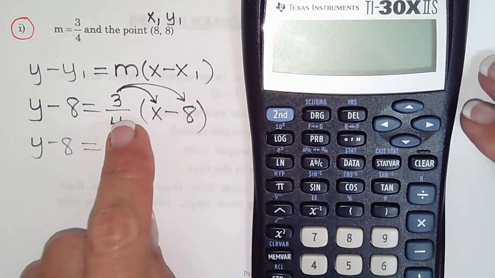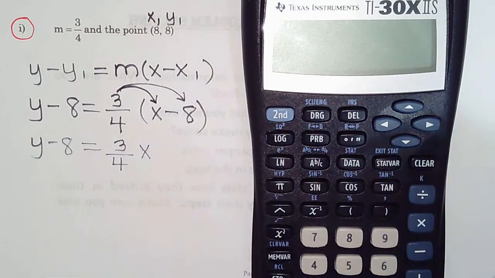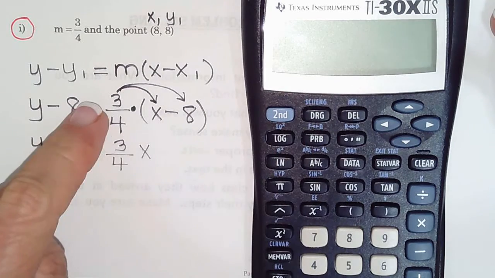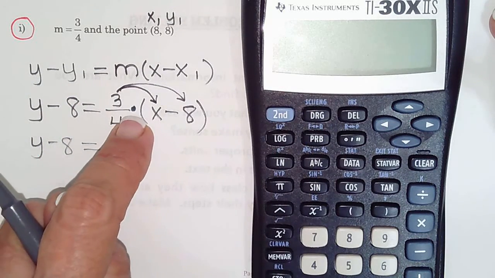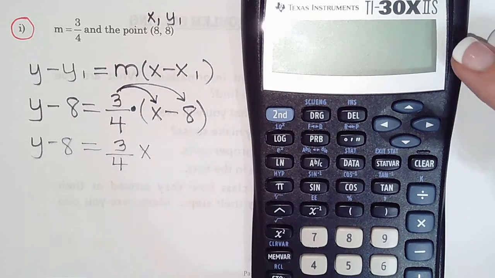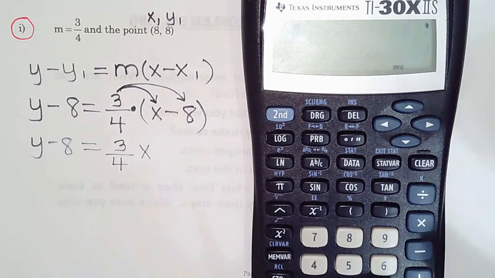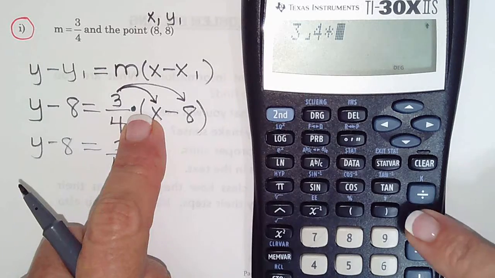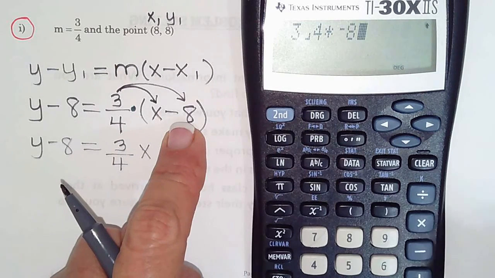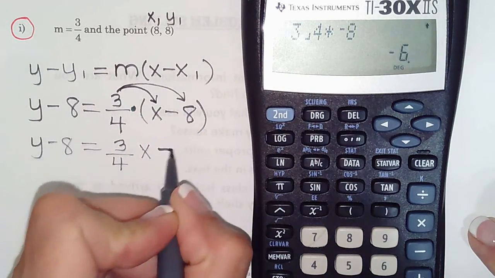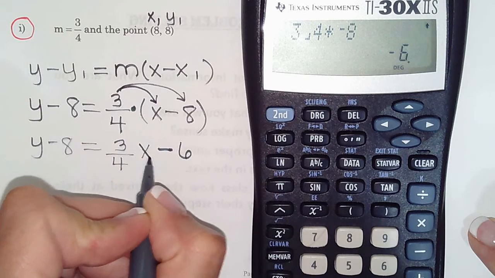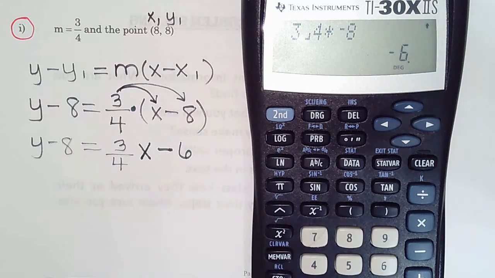Okay, and then to do this one, remember that it is multiplication. So this would be 3 fraction bar 4 times -8. So that's what you should type in your calculator: 3 fraction bar 4 times -8. And that gives me -6. Okay, so pretty easy with the calculator, right?